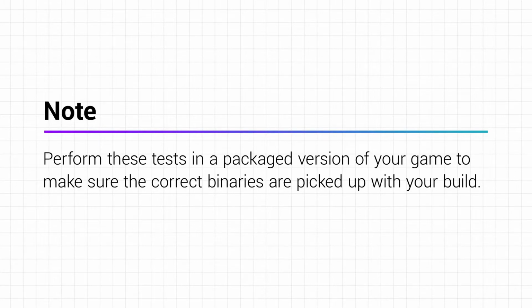An A/B test here between spatial audio and stereo shows that if you notice elevation changes in the sound, your spatial audio is working. These changes won't be noticeable if the sound is in stereo. It is very important to perform these tests in a packaged version of your game as well, to make sure the correct binaries are picked up with your build. Unreal Engine will gracefully regress to stereo if the Oculus binary isn't found.